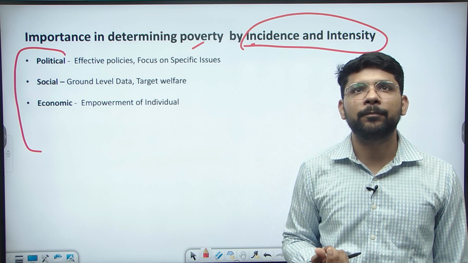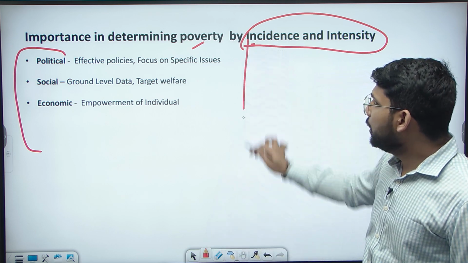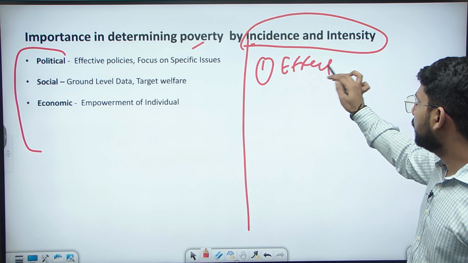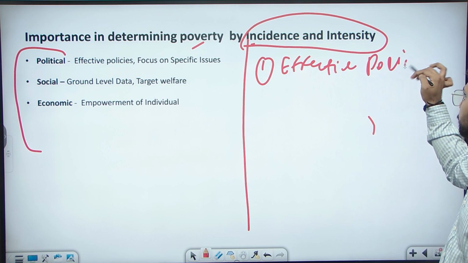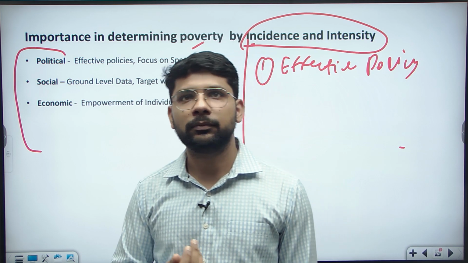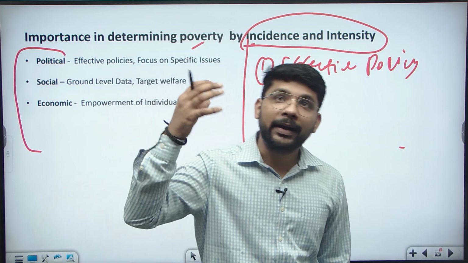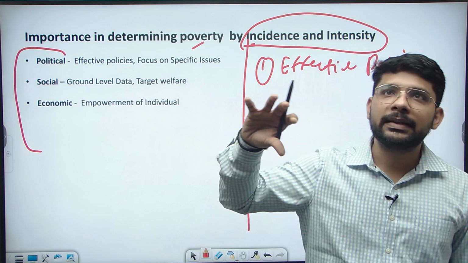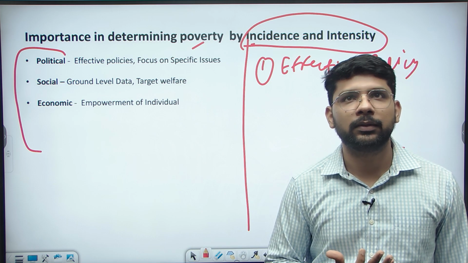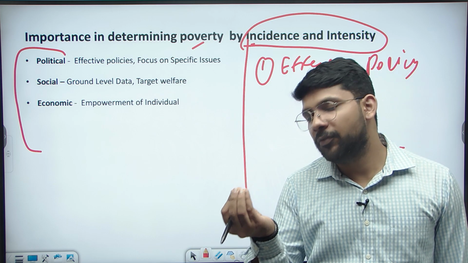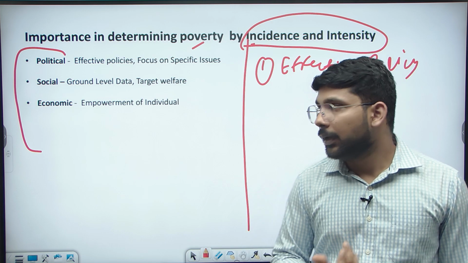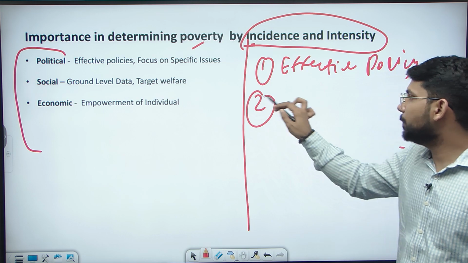Let's start with the political factor. Number one is effective policy. If the government makes effective policy related to poverty determination, related to the different incidence and intensity of poverty, and there is proper implementation of these policies, then we can find the level and incidence of poverty. In the second case, there can be a focus on specific issues.